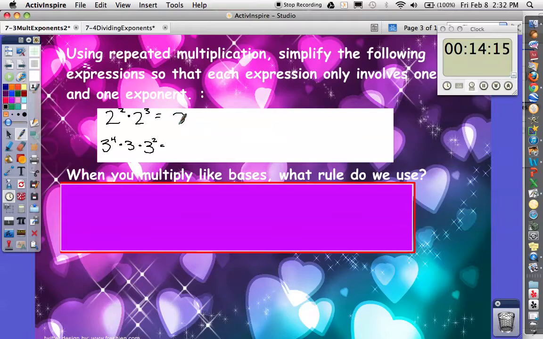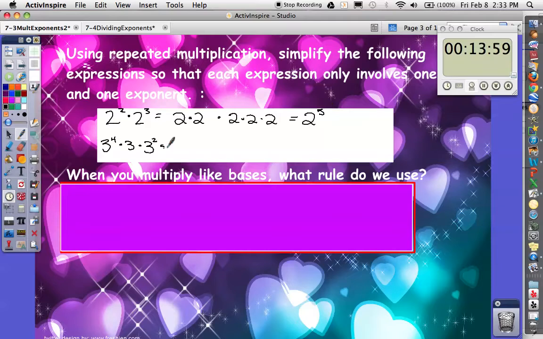When I write this out, I'm going to have 2 times 2 for the 2 squared, and then times 2 times 2 times 2 for the 2 cubed. All together, how else can we write this? We can write this as 2 to the 5th.